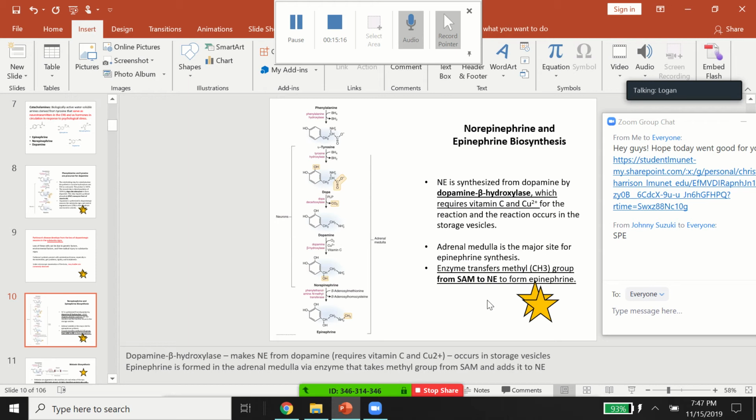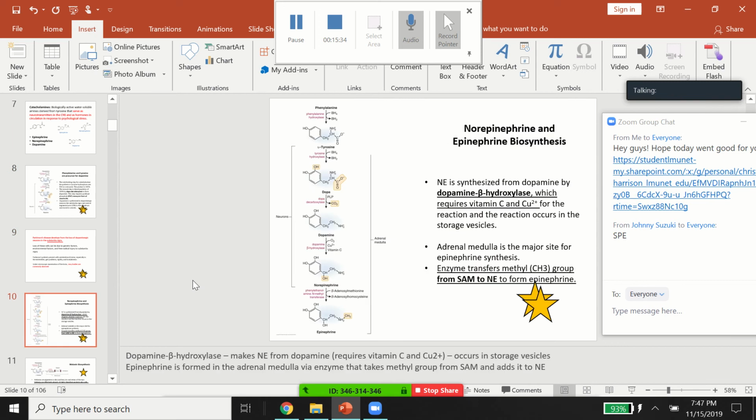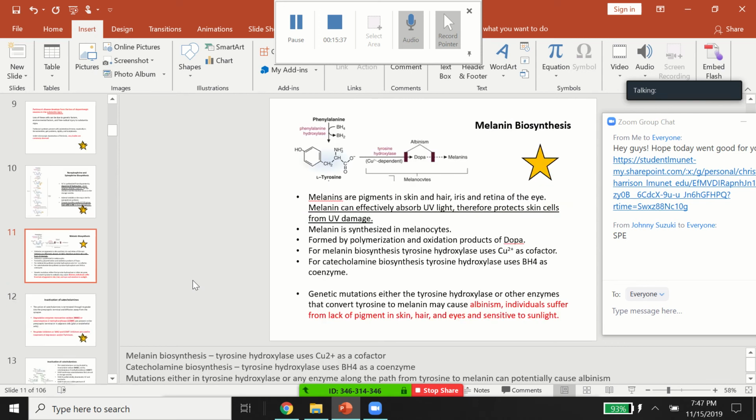So it's kind of like how I mentioned earlier with the PLP or vitamin B6. It's kind of the same thing. So anytime she mentions like a biofactor, like a cofactor or coenzyme, I would also just keep in mind as well. But yeah, so SAM from that one, and then vitamin B6 from this slide. So yeah. All right, now on to melanin.